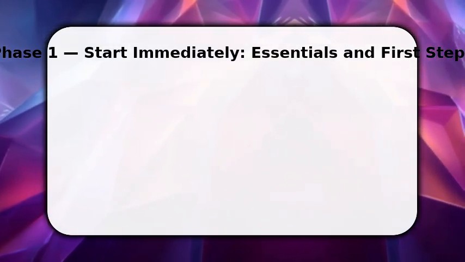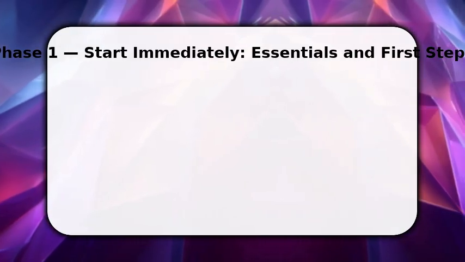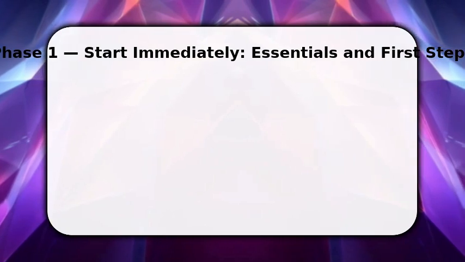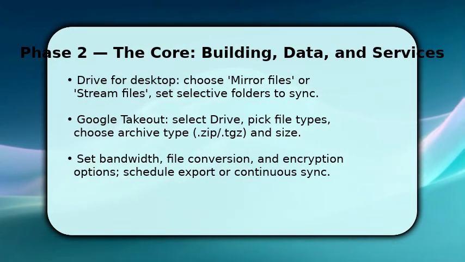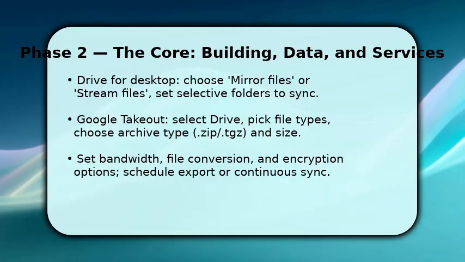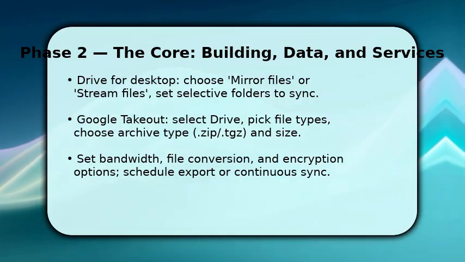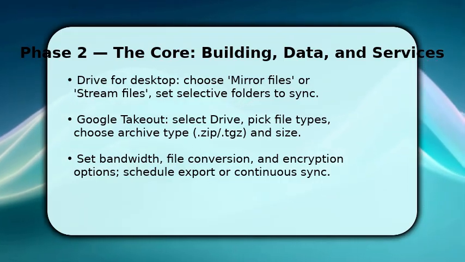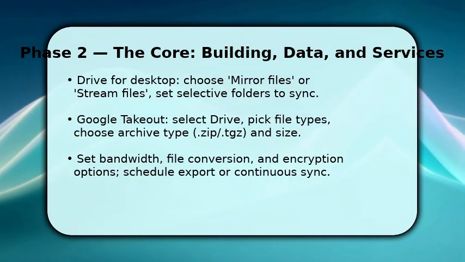Now install Drive for Desktop or open Takeout. We'll move immediately into configuring the chosen path. Now configure the detailed options that control how files move and how often. If you pick Drive for Desktop, choose Mirror Files for full local copies or Stream Files to save space, then select specific folders to sync. Selective sync reduces transfer time.